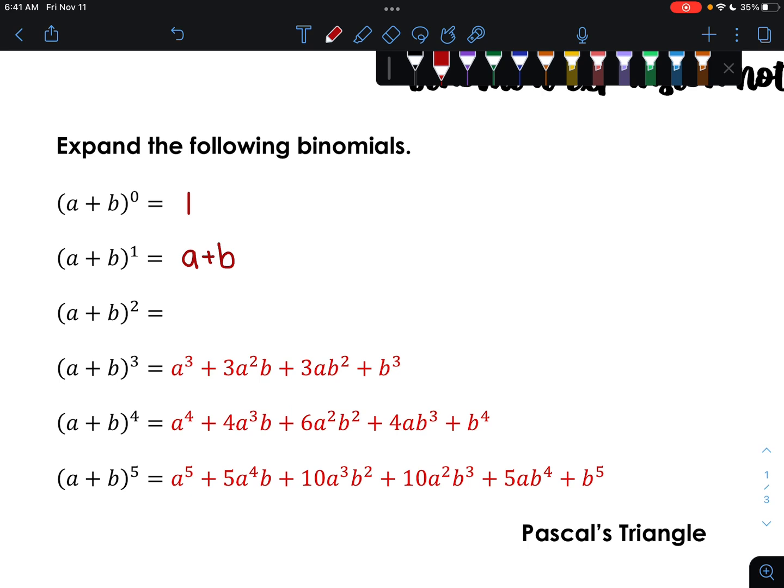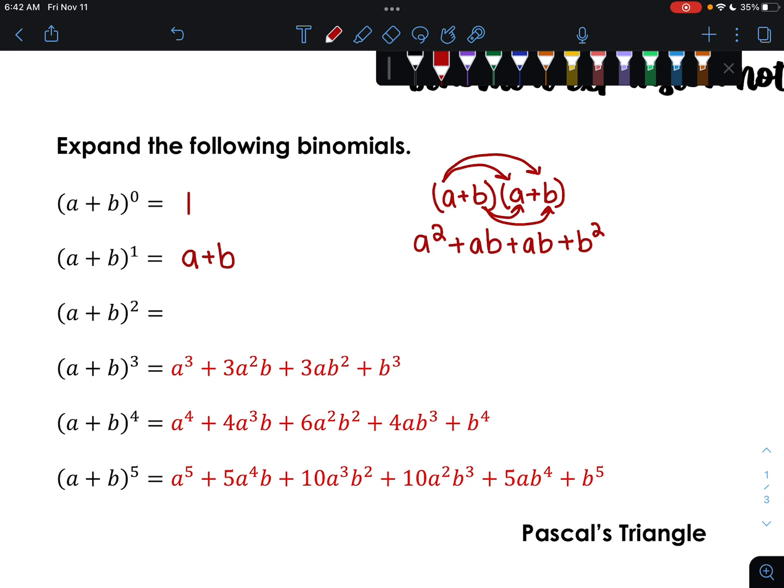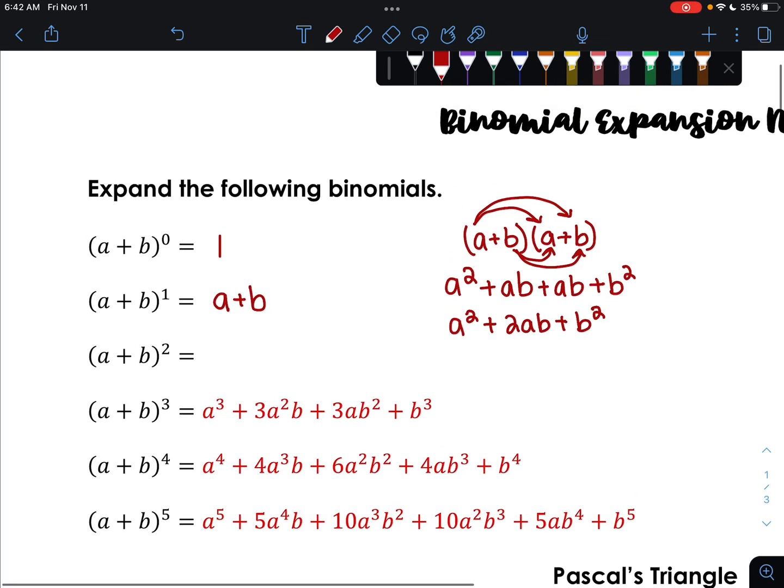Now a plus b squared would be a plus b times a plus b. Okay, so then we would FOIL. A times a would be a squared. A times b is plus ab. B times a is again plus ab, and b times b is plus b squared. So if I combine my like terms, I get a squared plus 2ab plus b squared. So that's what this expands to: a squared plus 2ab plus b squared.